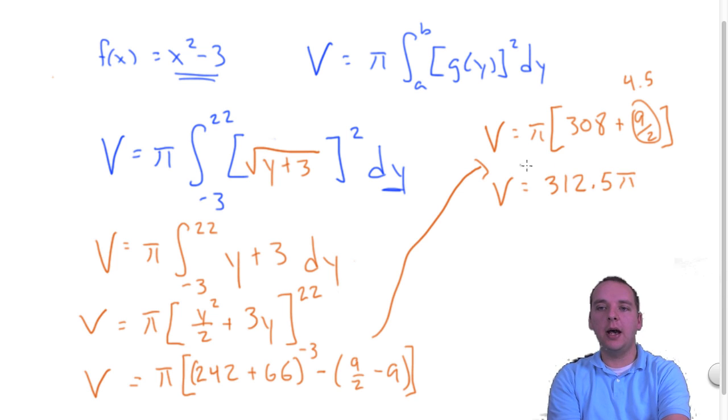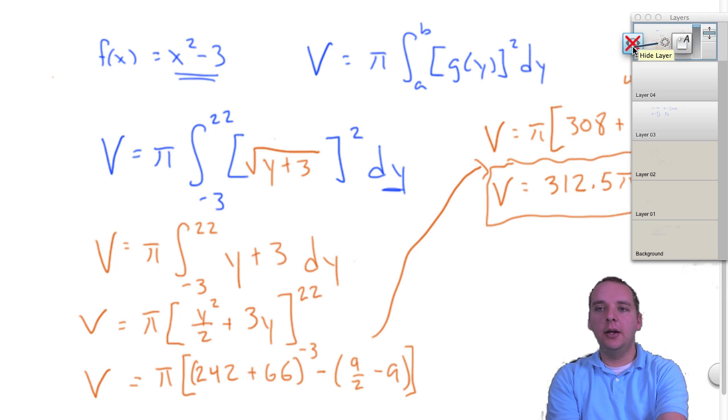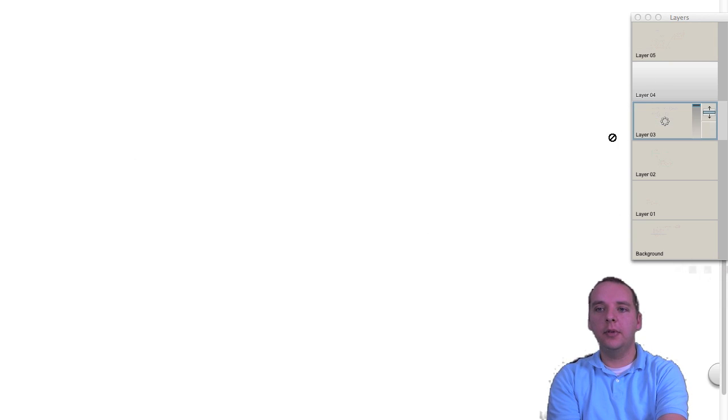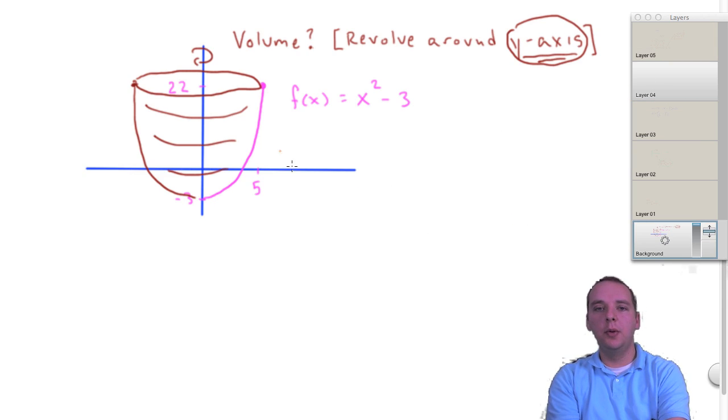So this would be 312.5 pi. You could approximate that entire thing by a decimal if you wanted to, but in any case, this is the volume of that solid of revolution, 312.5 times pi. So if I hid that layer and hid some of these and bring back the original graph, this guy's volume right here would be 312.5 pi units of volume.